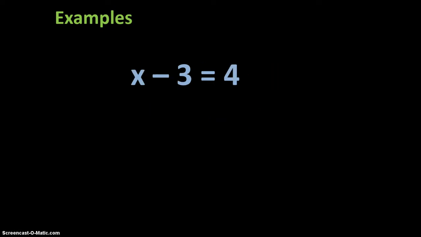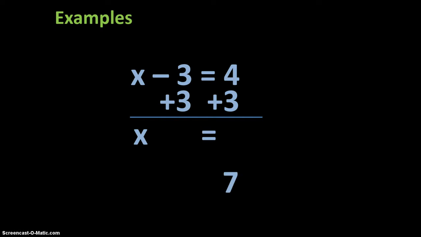Okay, let's do another example here. We have x minus 3. Again, this minus sign is the sign in front of this number. To get x by itself, we've got to do the opposite of that minus 3, which is to add 3. So we're going to add 3 to both sides. Negative 3 plus 3 cancels out, leaving you just with x. And 4 plus 3 is a positive 7.